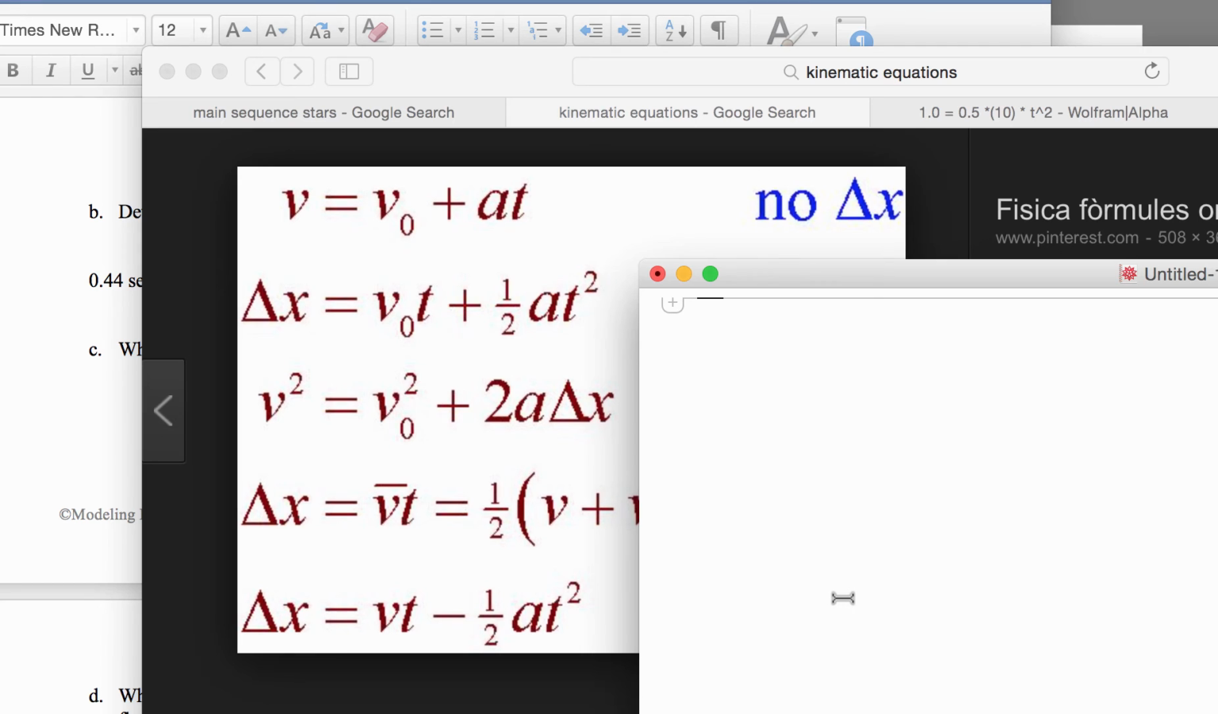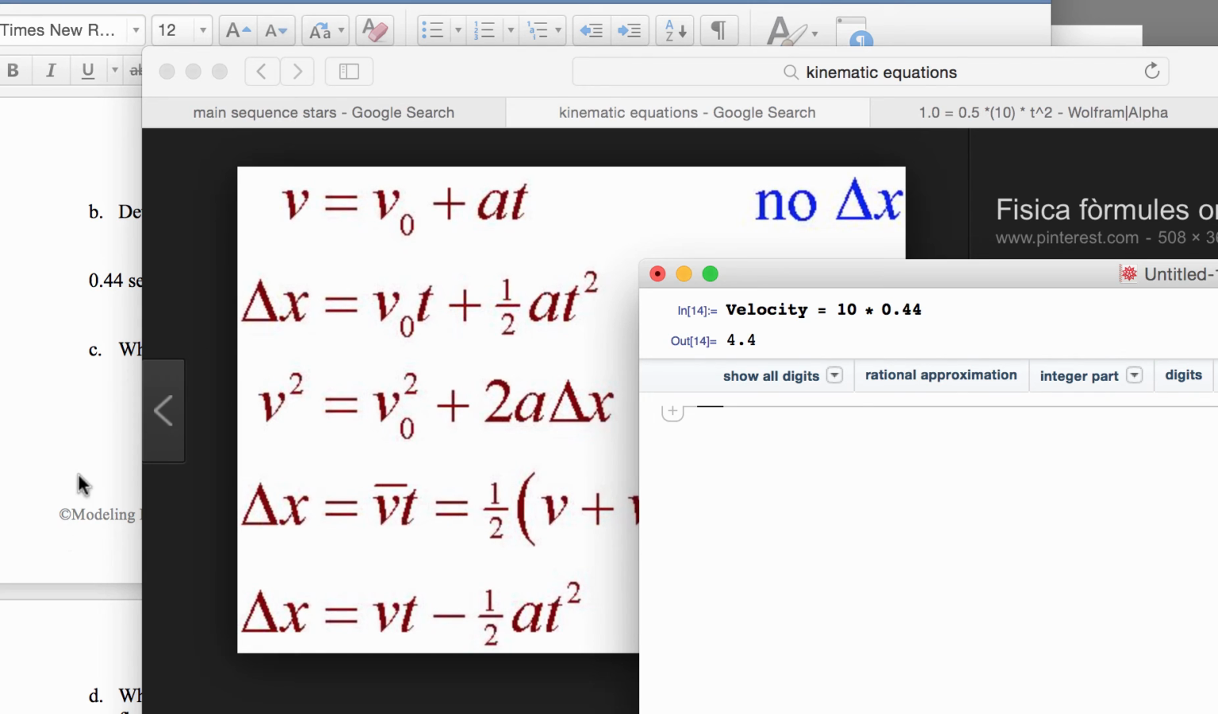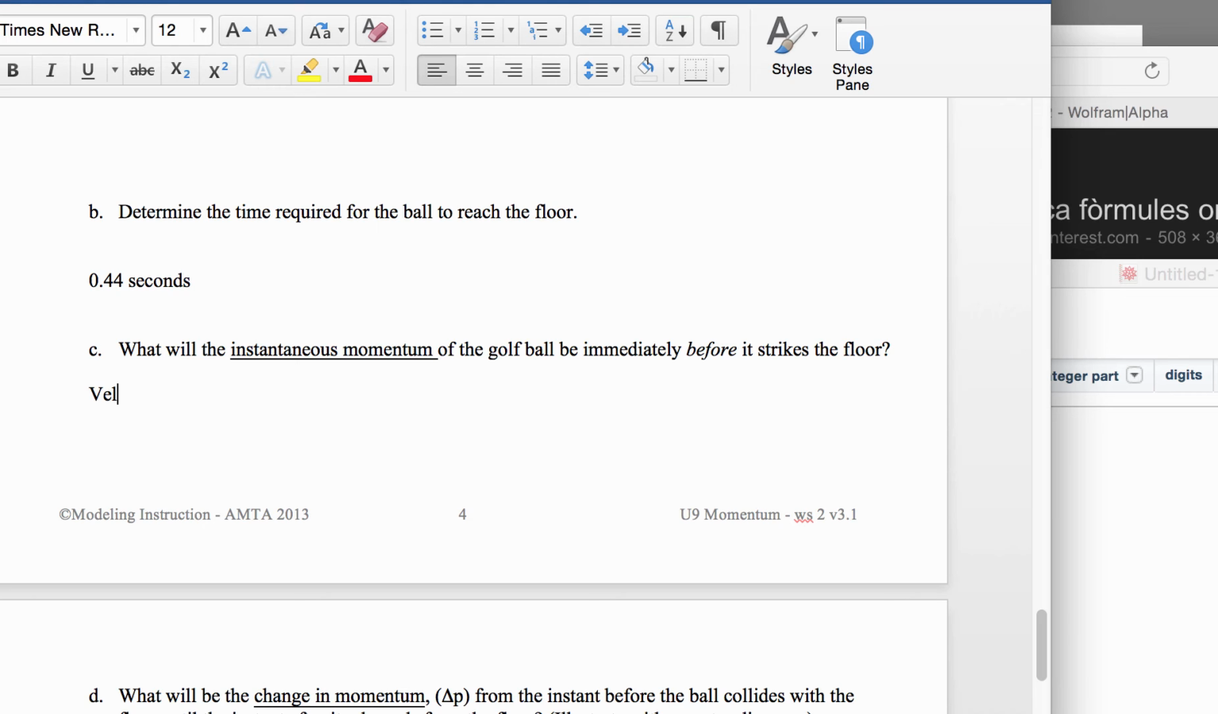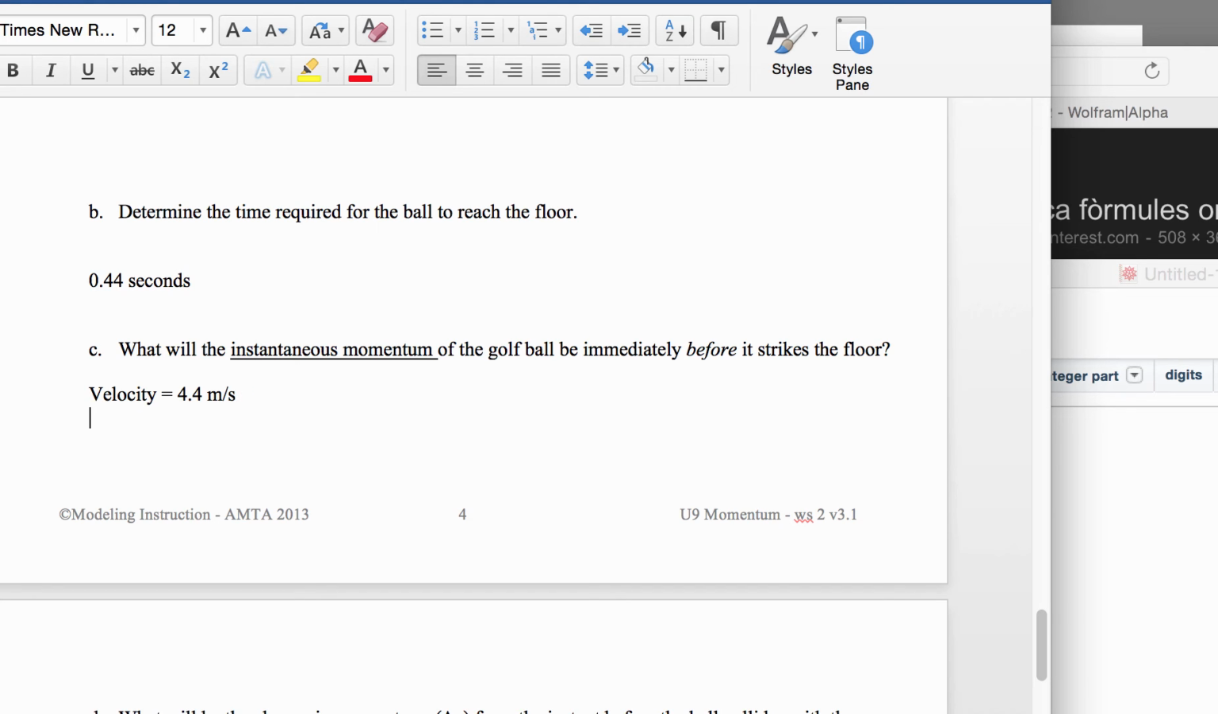So the velocity equals the acceleration, which is 10 because we're on Earth, times the time, which we solved for, 0.44 seconds. It's going to be 4.4 meters per second. Why do we find velocity? We could say this is negative because it's going down, but I'm not going to be picky about that. Times what? We want momentum. Momentum is mass times velocity. We're doing the thing on momentum. This is what our whole unit is about.